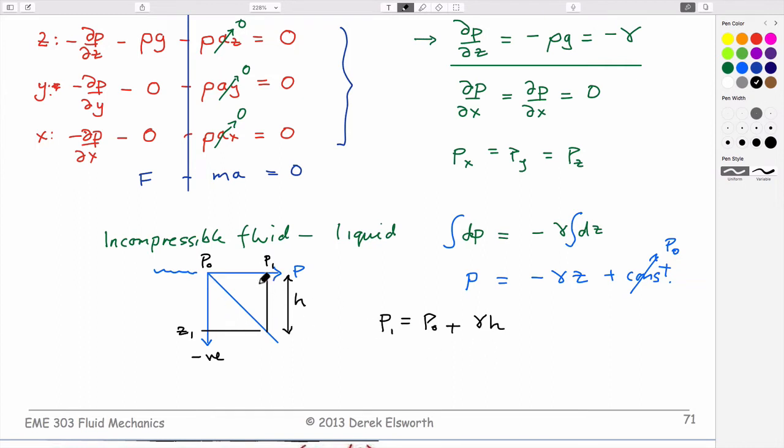But if you choose distances and go down, then the distance down will always give you an increase in pressure. So if you know what this is at atmospheric, if you take it as gauge pressure, it's 0. If you take it as absolute pressure, it's 101 kPa. But if you know the unit weight of the fluid and you know the depth, then you can get this. And so that's for an incompressible fluid.